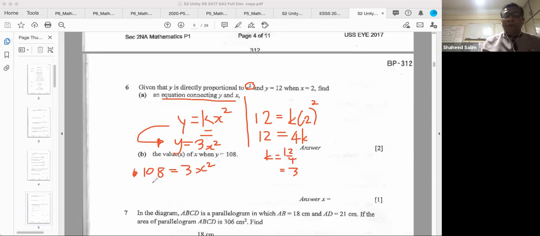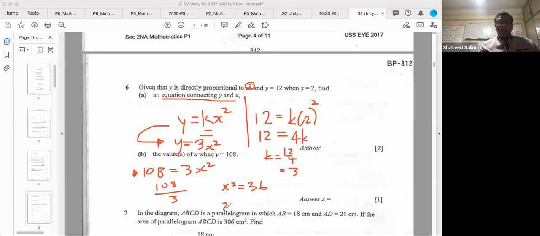So down here, you divide by 3. Do you divide by 3? 108 divided by 3, you will get 36. X squared equals 36. You solve it now. Can? 18. You divide by 2.